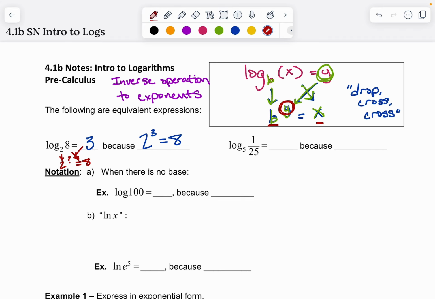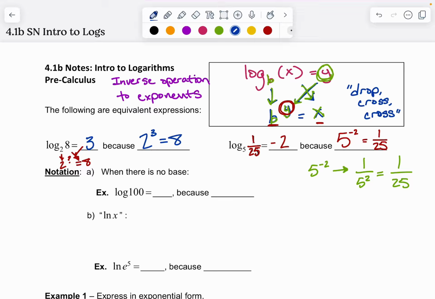Log base 5 of 1 over 25 is negative 2. And if you're wondering how is that, well, 5 to the negative second power is 1 over 25. If you know your exponent rules, that makes sense, because whenever you have a number to a negative exponent, you can invert it, and then 5 squared is 25. So it just comes down to really knowing those exponent rules and knowing your common squares, cubes, that kind of stuff.